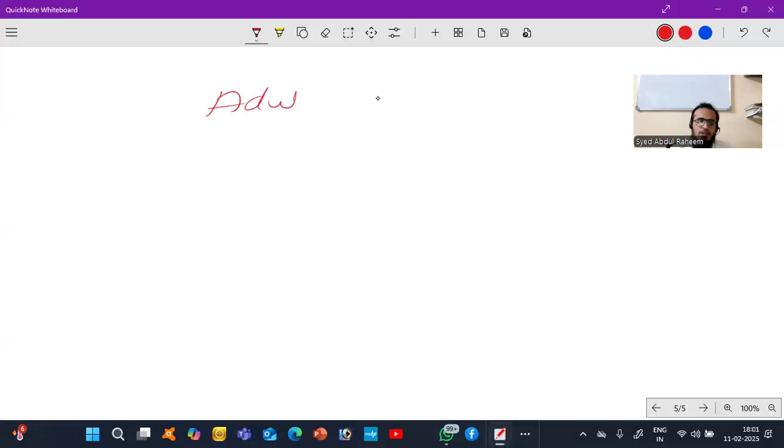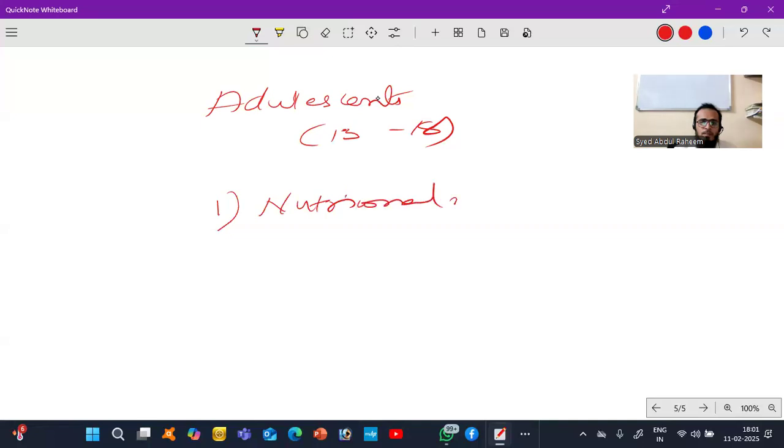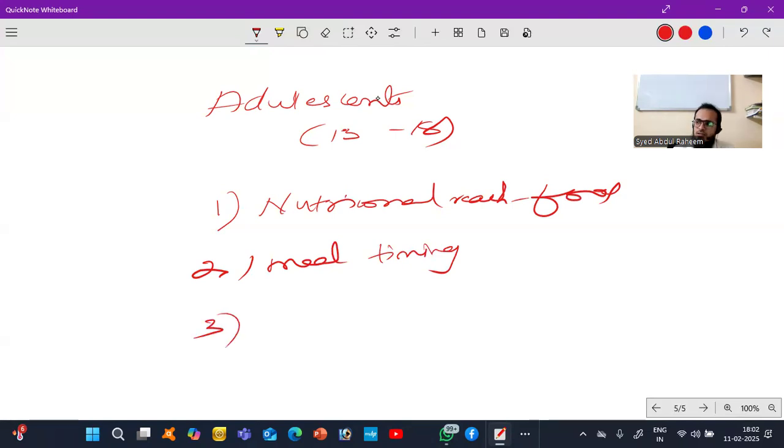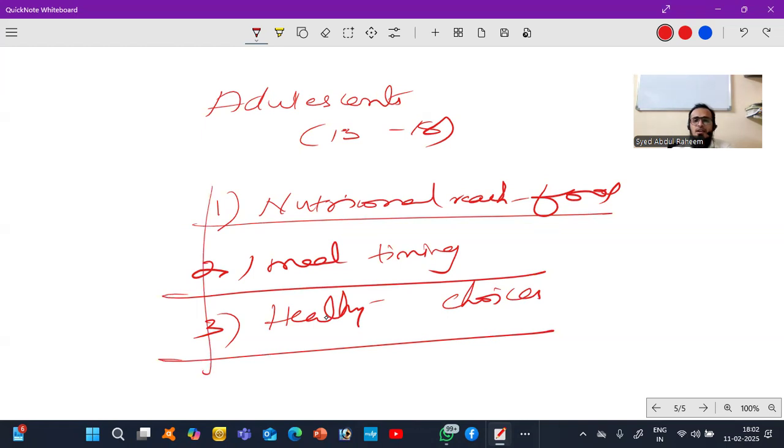Now adolescence, not adult, adolescence. Adolescence is the age group of 13 to 18. Here we have to focus on three things. One is nutritional rich food, meal timing, and third is healthy choices. Meal timing is very important, and healthy choices. So nutritional rich food, meal timing, and healthy choices are the basic importance for a balanced diet.